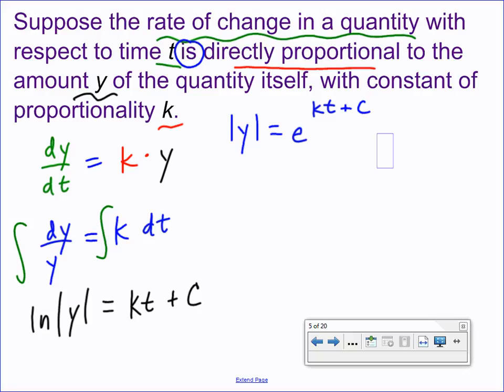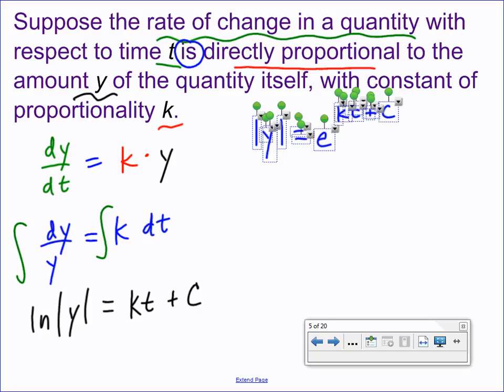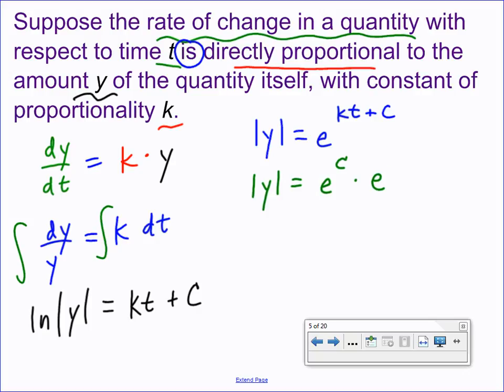Now we'll utilize our properties of exponents and break up that sum in an exponent as a product of power terms, each with the same base. Recall from our exponent rules, if we did x cubed times x to the 7th, we get x to the 3 plus 7. Well, we can rewrite this right-hand side as e to the c times e to the kt.